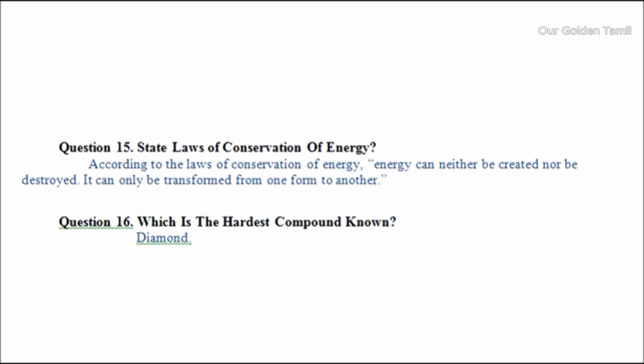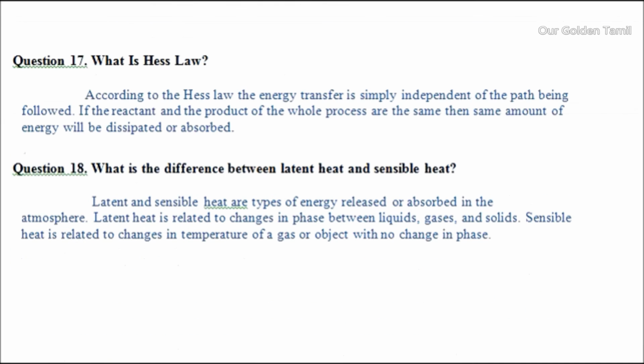Question 16. Which is the hardest compound known? Diamond. Question 17. What is Hess law? According to Hess law, the energy transfer is simply independent of the path being followed. If the reactant and the product of the whole process are the same, then the same amount of energy will be dissipated or absorbed.